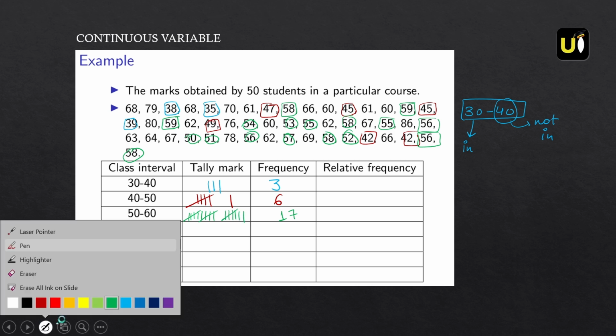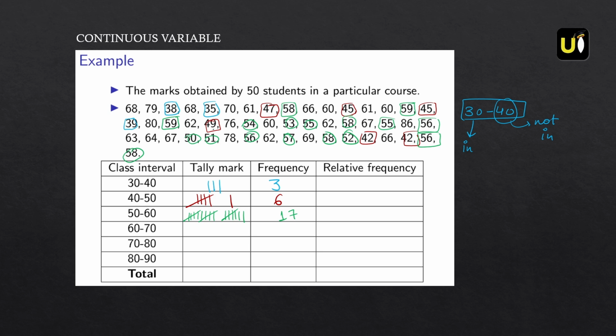All right. So now let's move to the 60 to 70 class. 1, 2, 3, up to 17. So here it is also the same, 17.